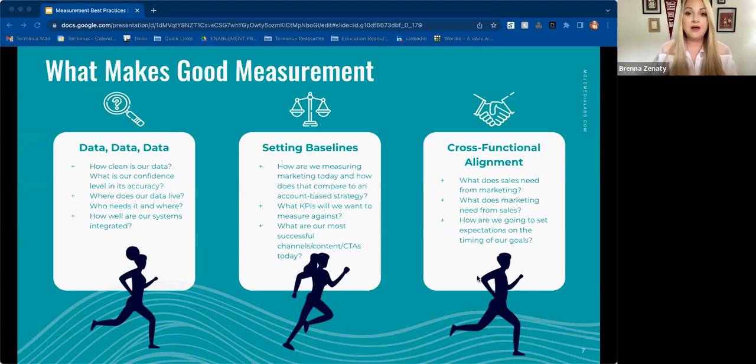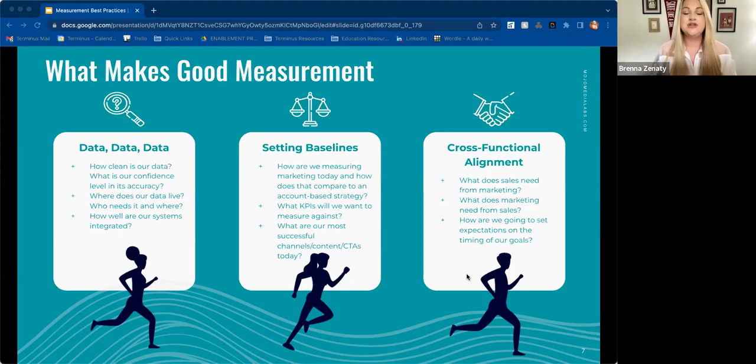And also just how well are our systems integrated? So I'm sure everyone understands the challenge of having data across a ton of disparate systems, and it can make drawing conclusions about overall program effectiveness super challenging. So really striving to have that single source of truth for measurement is key.